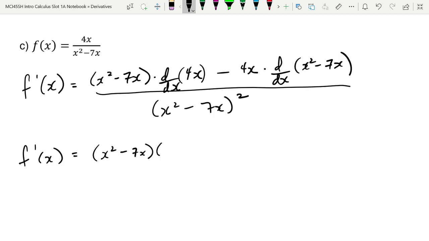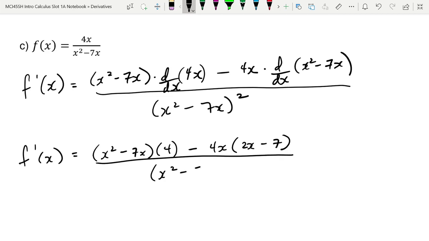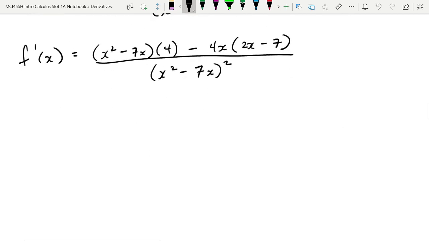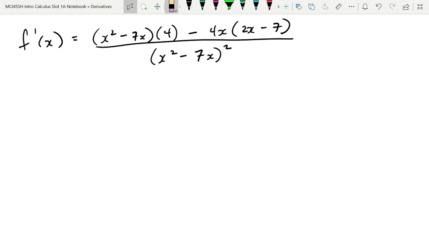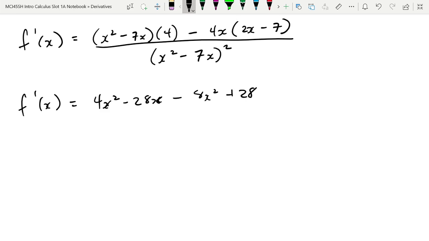So the derivative of 4x is 4, and the derivative of x squared minus 7x is 2x minus 7. As I pointed out in the last example, it doesn't really make much sense to expand the bottom, unless you can see that it would help you somehow, but I don't think that's going to get me anywhere. But I do have to expand the top. So that's going to be 4x squared minus 28x. Sorry, those are x's. Minus 8x squared plus 28x.